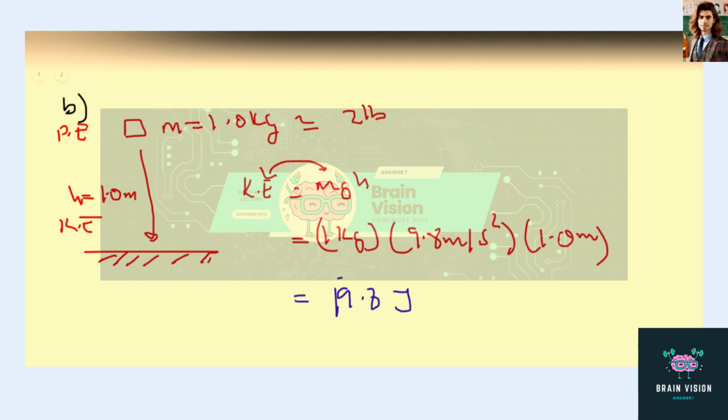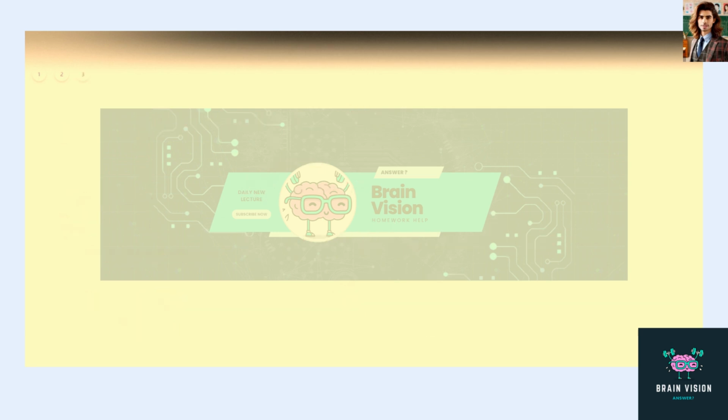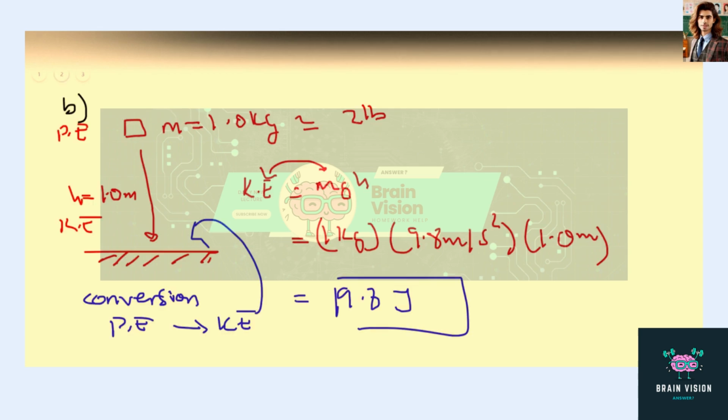So this is the conversion. There's a conversion of potential energy to kinetic energy. And so on the ground, that's going to be the kinetic energy when it reaches the ground. 9.8 joules.